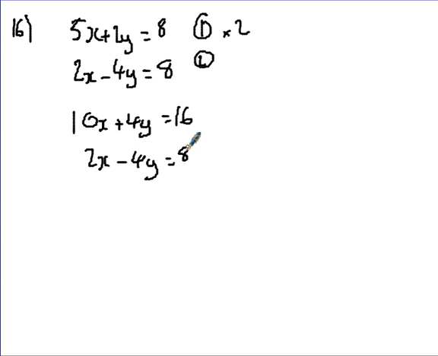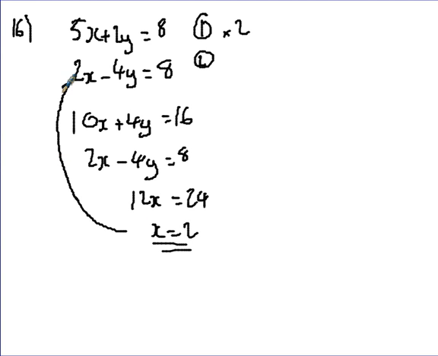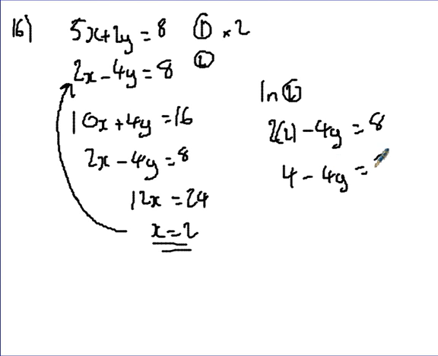underneath again. Add the two together, 10x plus 2x, 12x, 16 plus 8, 24. Divide through by 12, x is then 2. We'll then put that into, say, the second one, so in 2, then get 2 lots of 2, take away 4y equals 8, 2 2s are 4, minus 4y equals 8, take my 4 over, minus 4y equals 4, divide through by minus 4, so y then is minus 1.